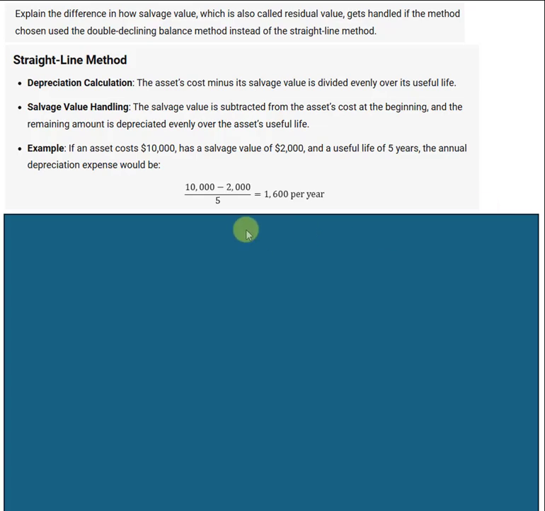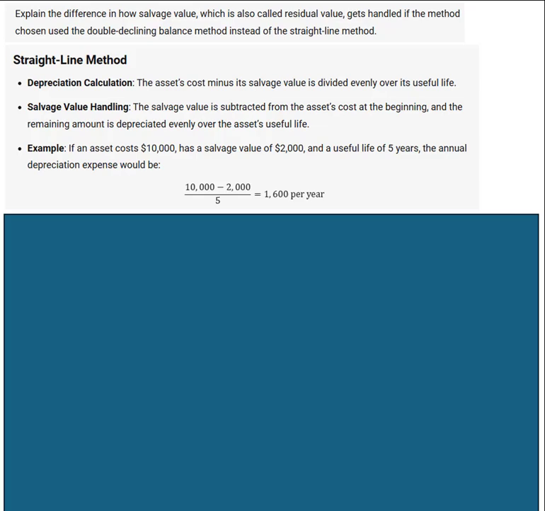So in this example, we've got a $10,000 cost, salvage value of $2,000, and a useful life of 5 years. So we take the $10,000 less the $2,000 divided by 5. We come up with $1,600 as the depreciation amount every year. The depreciation amount would not change.